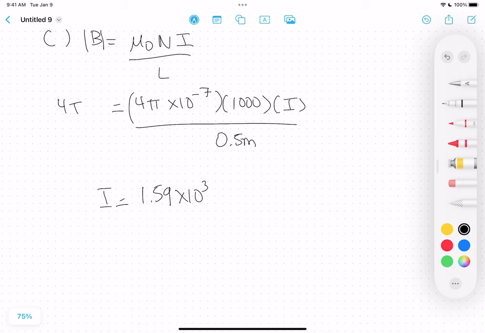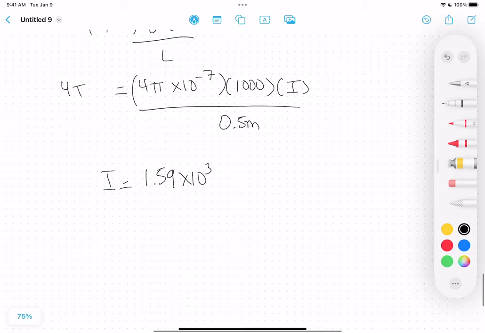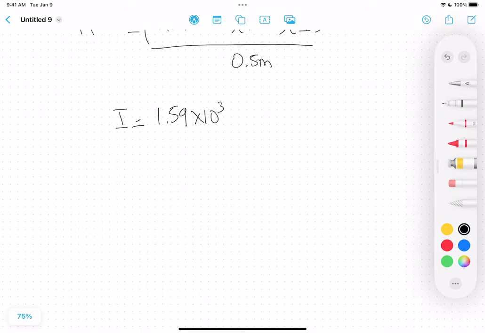Now, the last part of this problem, I think it's just a right-hand rule again. It says the picture on the right shows a front view of the solenoid with the magnetic field pointing into the page. Does the current flow clockwise or counterclockwise through the solenoid? So this is part D.